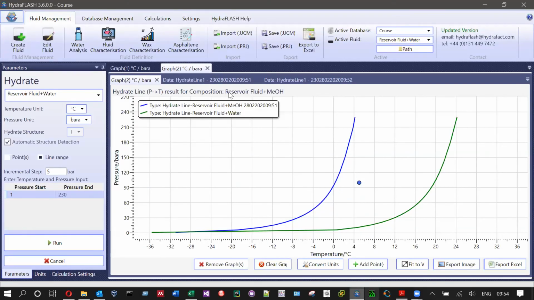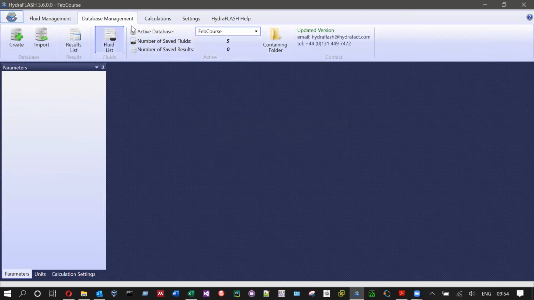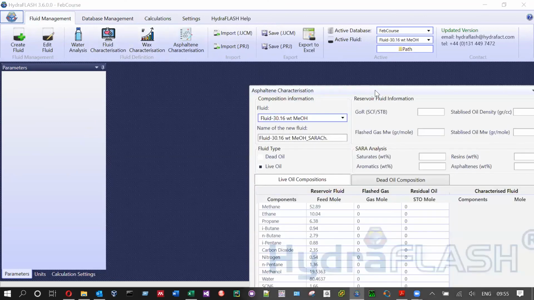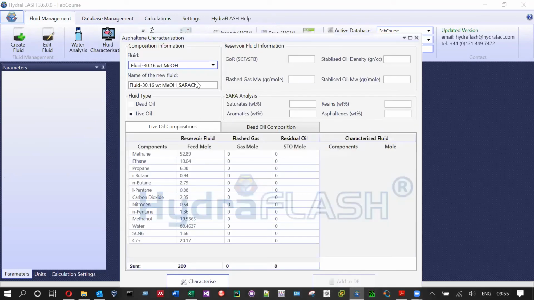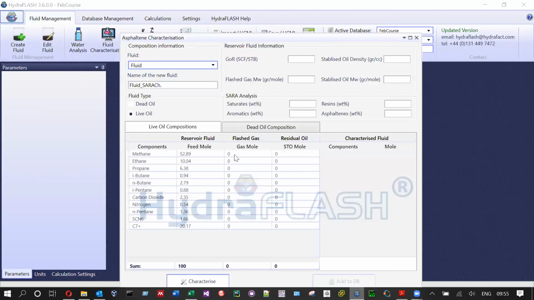So I just need to go back. Let me change the database. This is a bit more quiet database. Okay. So I need to characterize the fluid for asphaltene calculations. Here I have some features: the PVT properties, the SARA analysis, the single flash data, and I need to enter them all. So the single flash data, I have it here. I just paste them in. The GOR is, how much was it?